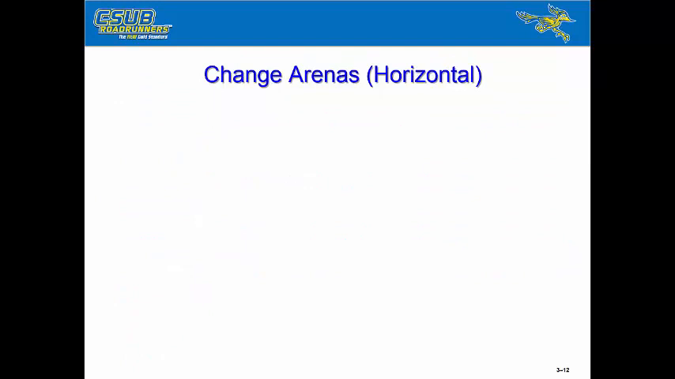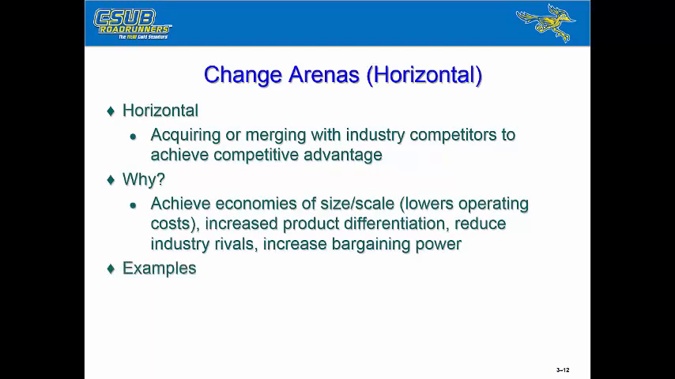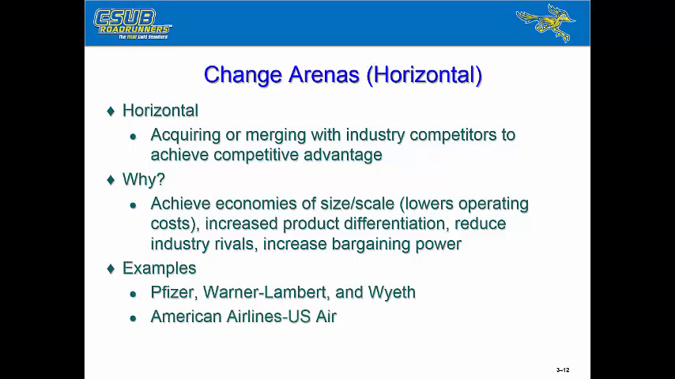Change arenas for horizontal integration. So horizontal integration, like I said in the prior slide, is acquiring or merging with industry competitors to achieve competitive advantage. So a lot of times that has to deal with economy of scope or market power. Having as many of the businesses in a certain type of industry integrated into one as possible. So like I just said, one of the reasons to do that is achieving economies of size or scale, which lowers your operating costs.